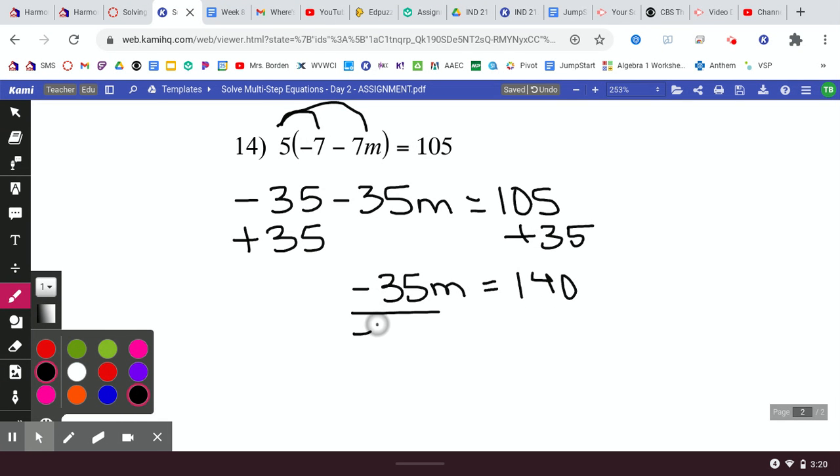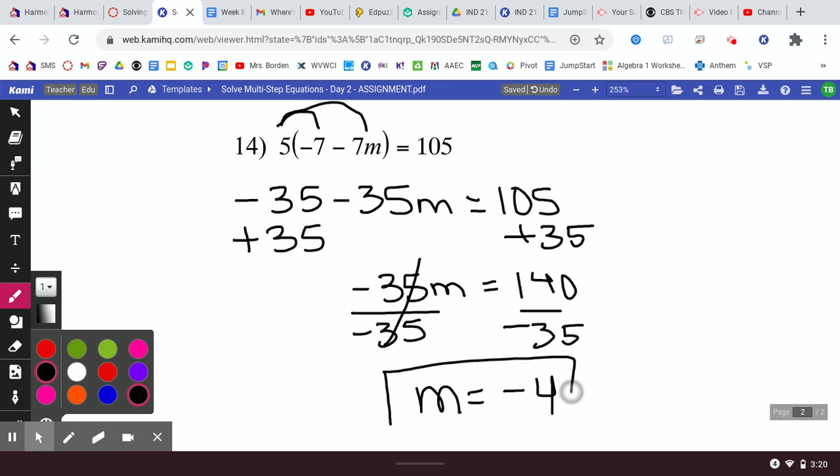And then when I divide by a negative 35 on both sides, I get m equals, now a positive and a negative is going to give me a negative, and 140 divided by 35 is a 4, so my answer is negative 4.